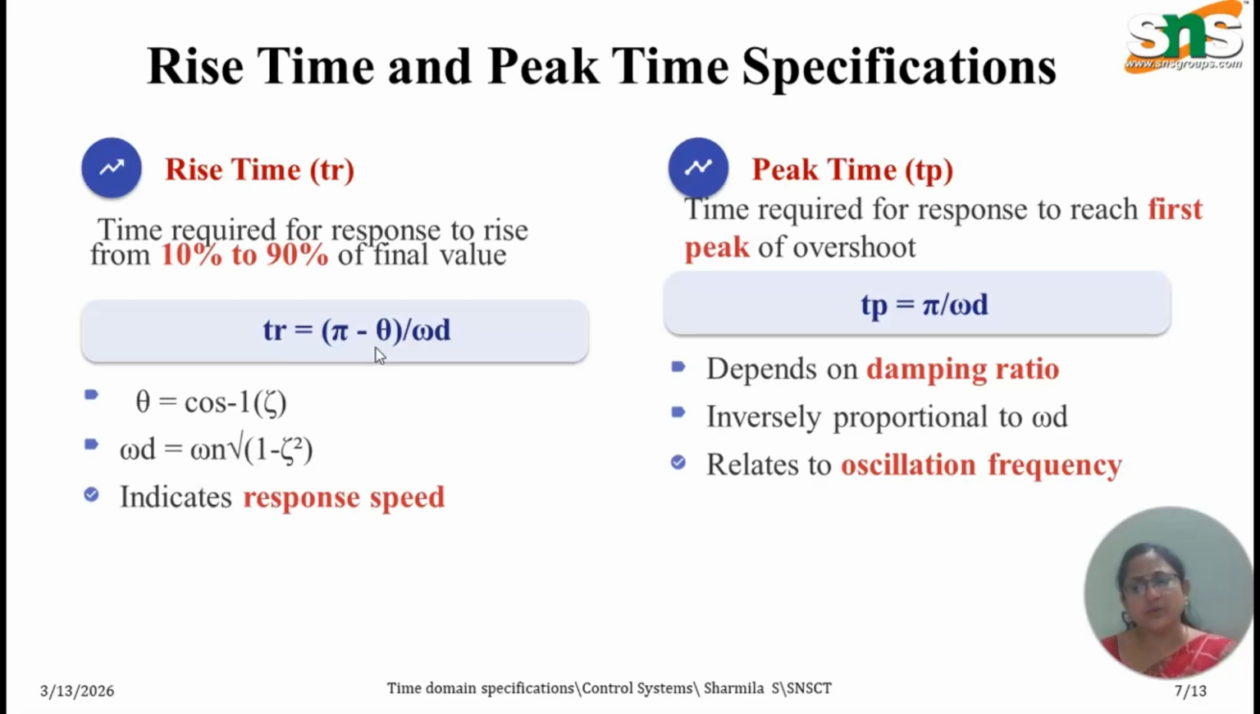Next, we look at the peak time. It is the time taken to reach the first maximum peak of the response. It is represented as Tp, which is equal to pi divided by omega d. It depends on the damping ratio, is inversely proportional to omega d, and relates to the oscillation frequency. A faster system has a smaller rise time and peak time.